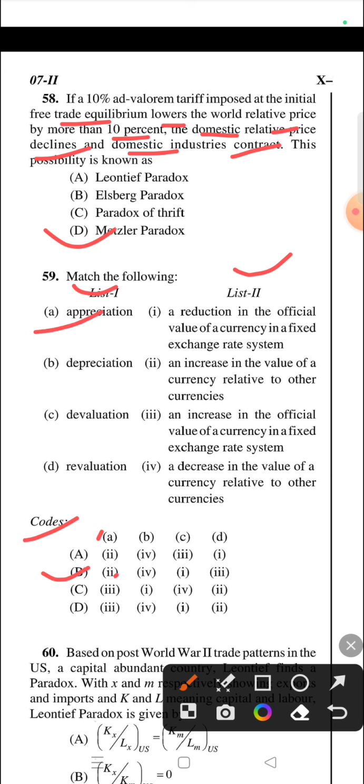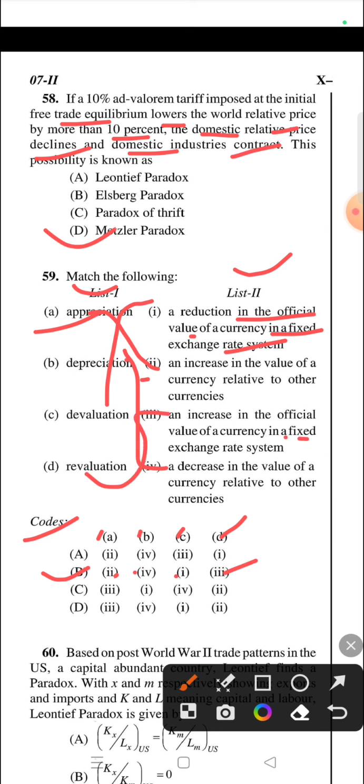Appreciation means an increase in the value of currency relative to the other currency. Then for option B in list 1, the right answer is option IV. That is, depreciation means a decrease in the value of the currency relative to other currency. For option C in list 1, the right answer is option I. Devaluation means a reduction in the official value of currency in a fixed exchange rate system. For option D in list 1, the right answer is option III in list 2. Revaluation means an increase in the official value of currency in a fixed exchange rate system.